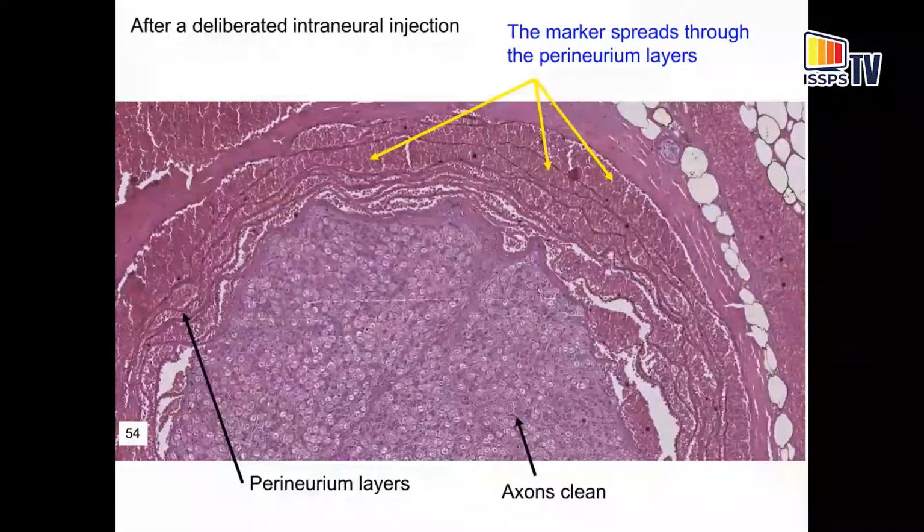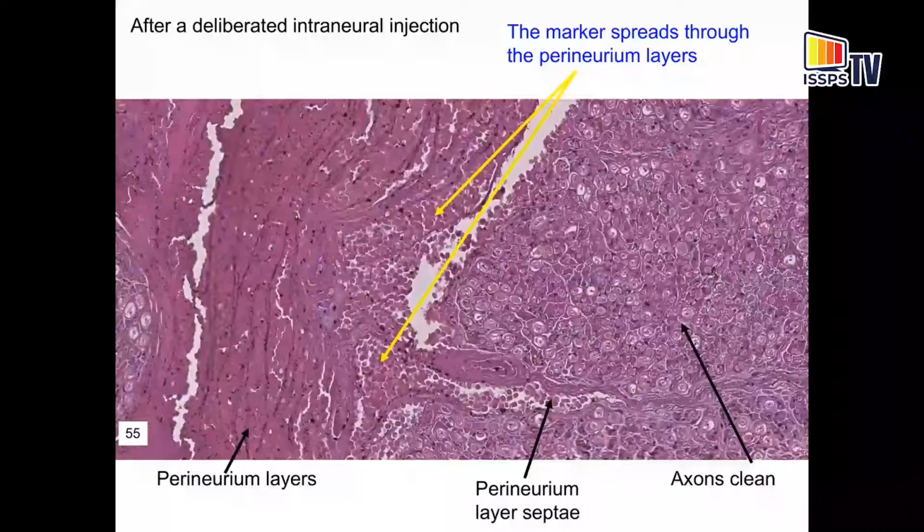An important finding was to observe the marker between the layers of the perineurium, which produces widening of the perineurium that from an ultrasound view can be misinterpreted as fascicle swelling. But inside, the fascicles were clean. There was no marker between axons.